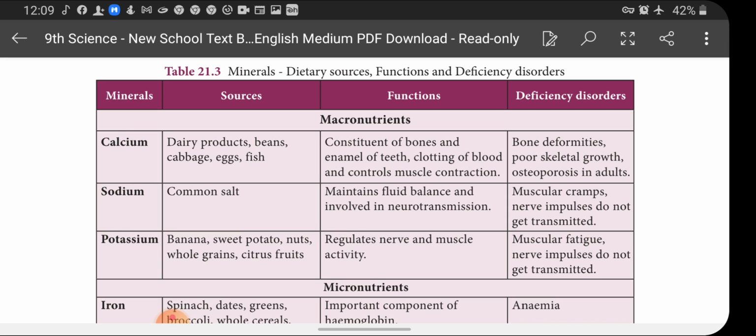Next one is sodium. Common salt is rich in sodium, which maintains fluid balance and is involved in neurotransmission. Deficiency causes muscular spasms, and nerve impulses do not get transmitted. Potassium is rich in banana, sweet potato, nuts, whole grains, and citrus fruits, and its function is to regulate nerve and muscle activity. Its deficiency disorders are muscle fatigue, and nerve impulses do not get transmitted.